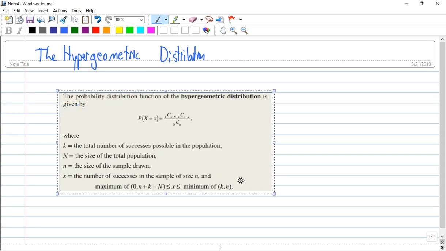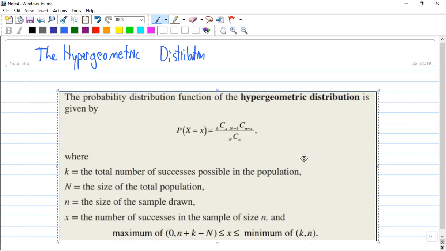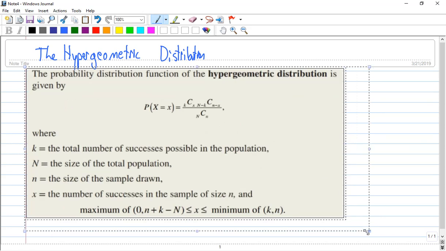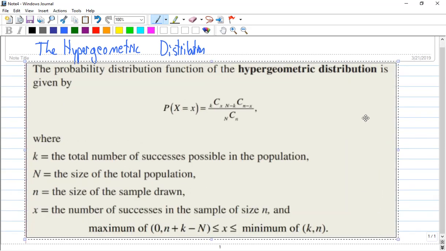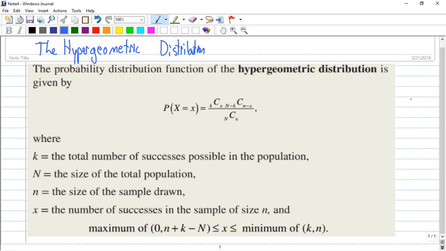All right, so this is in the PowerPoint if you want to look at it. But like I said, you're going to see a lot of different variables, and it's important that we get each of these variables correct, because if we miss one of them, it's going to mess up the whole thing. So we have three combinations, and to separate these, this is our first combination right here. This is K C x, where K is the total number of successes possible in the population.